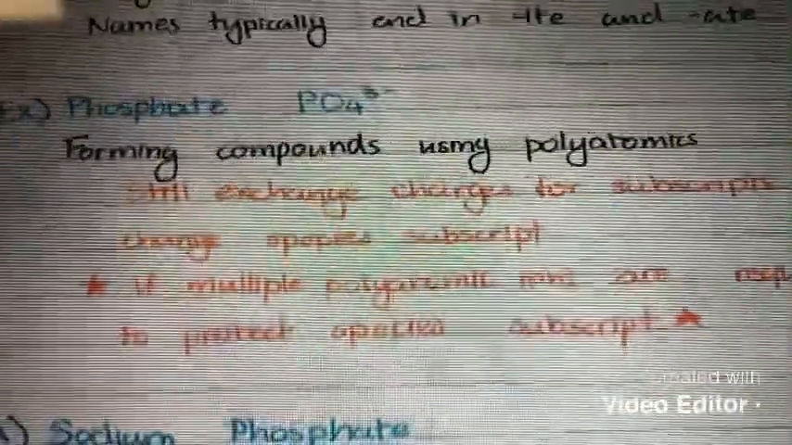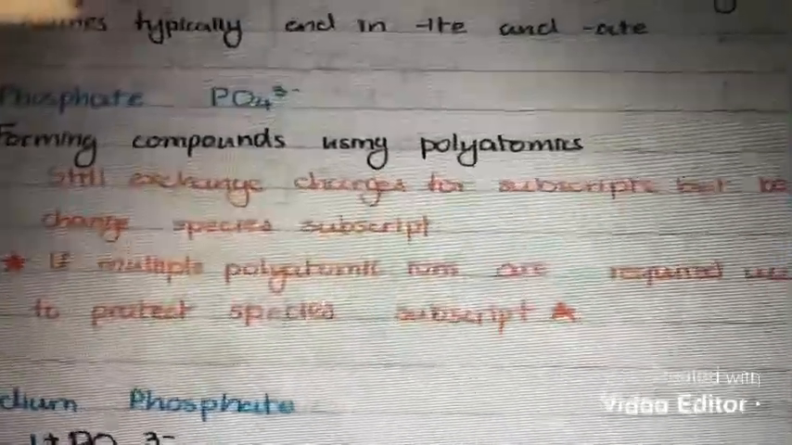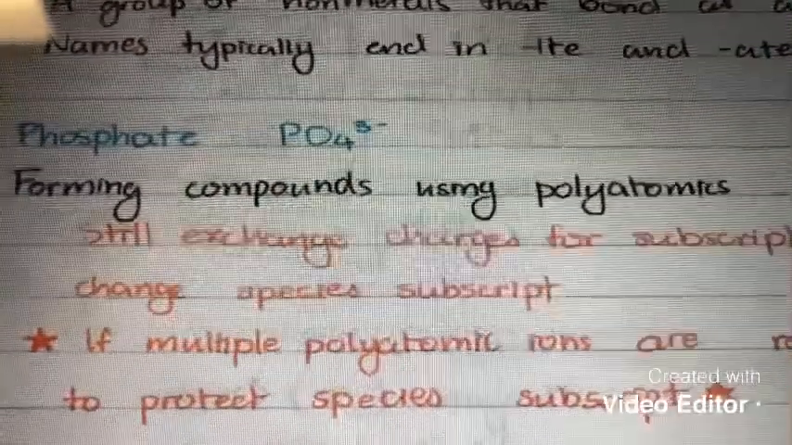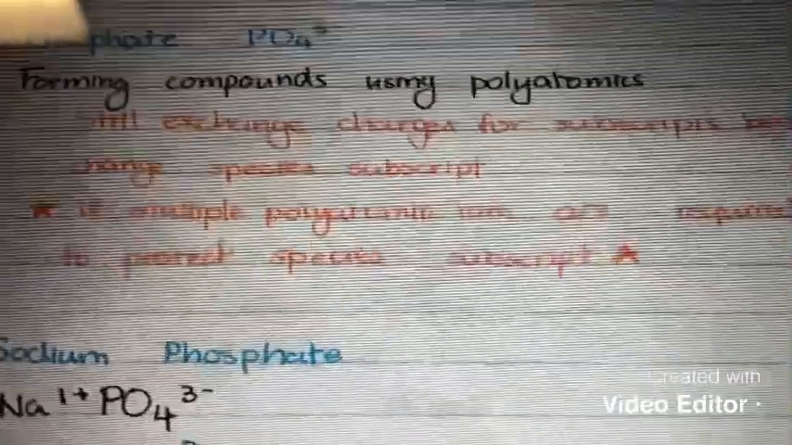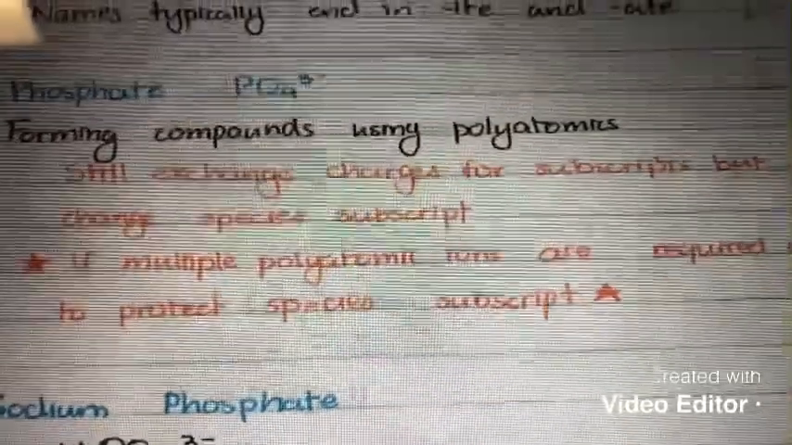So in forming compounds using polyatomics, we have to be careful to exchange charges for subscripts, but not the species subscript, which is the 4. If multiple polyatomic ions are required, we need to use parentheses to protect the species subscript.